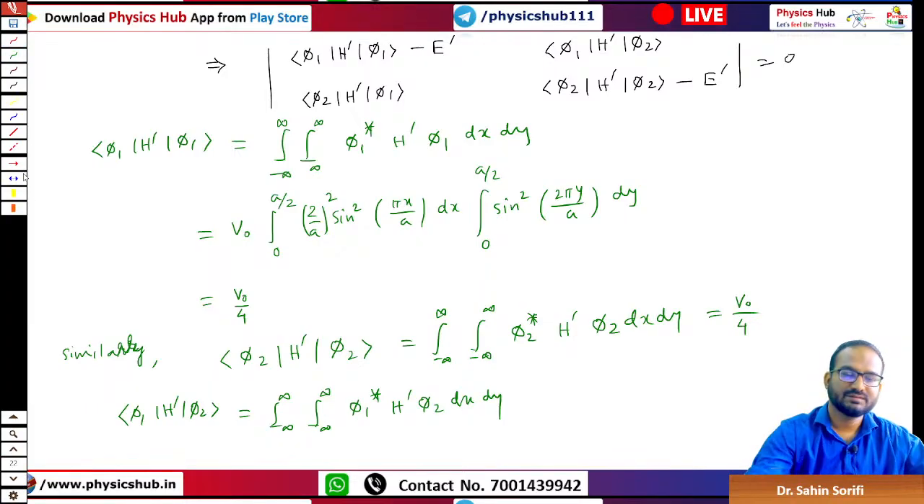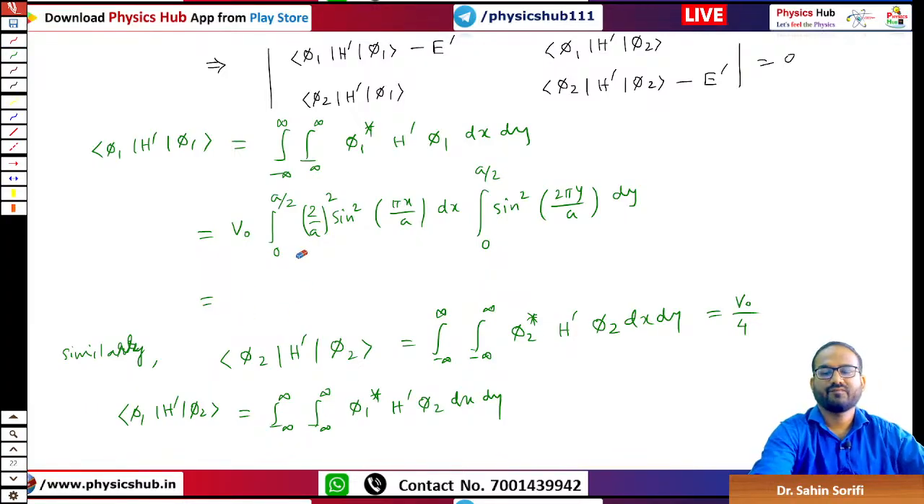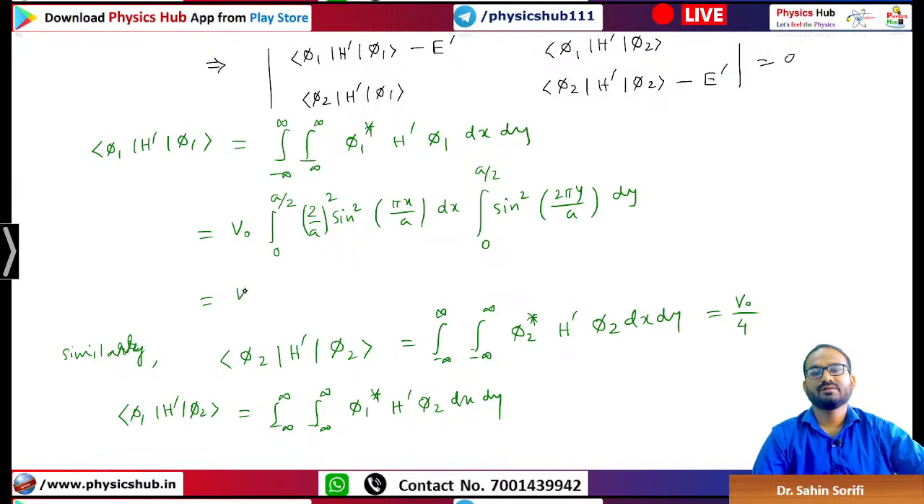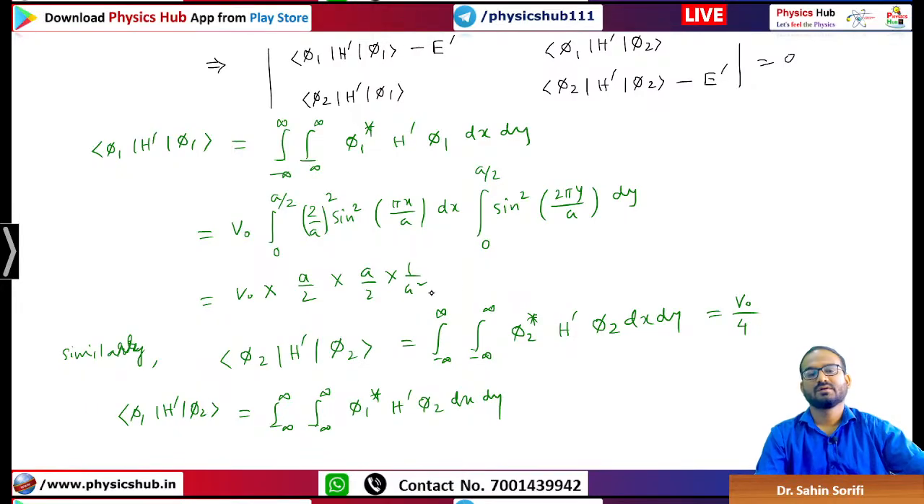Actually, we can just simply expand it. Look, V naught will come. 2 sin square theta is equal to 1 minus cos 2 theta. So it will come a by 2. From the next integration, it will come a by 2 and 1 by a square is there. So that is why it is V naught by 4. No question? Very good.